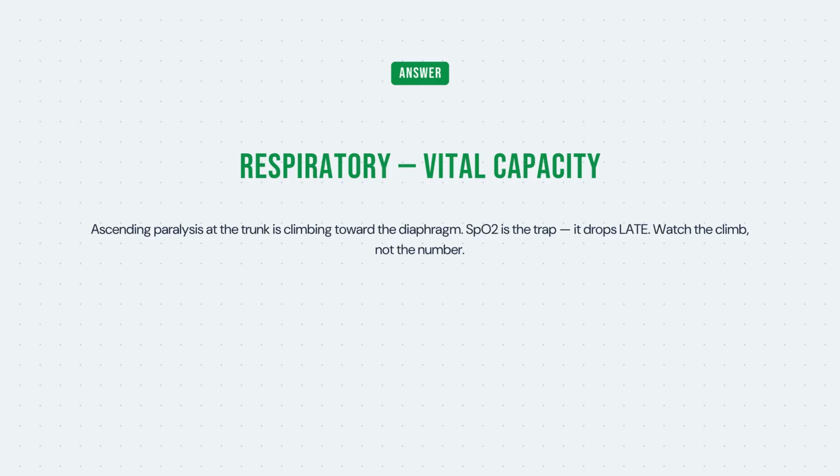The priority is respiratory, specifically bedside pulmonary function, the vital capacity, and the work of breathing, because ascending paralysis that has reached the trunk is climbing toward the diaphragm. Oxygen saturation is the trap here. It can look normal until the moment the patient tires out and fails, because saturation drops late. You are watching for the climb, not waiting for the number.